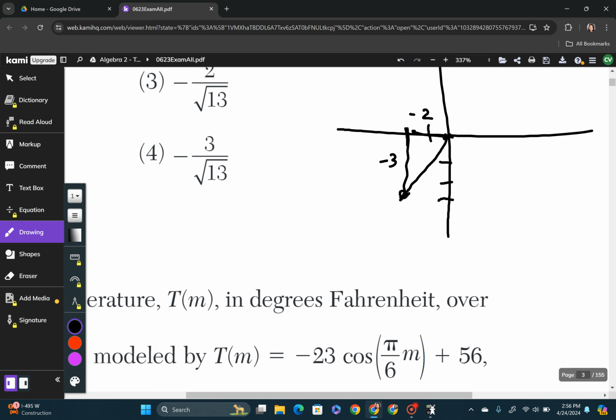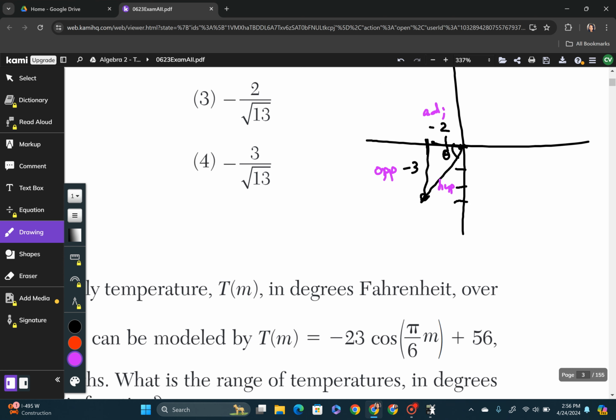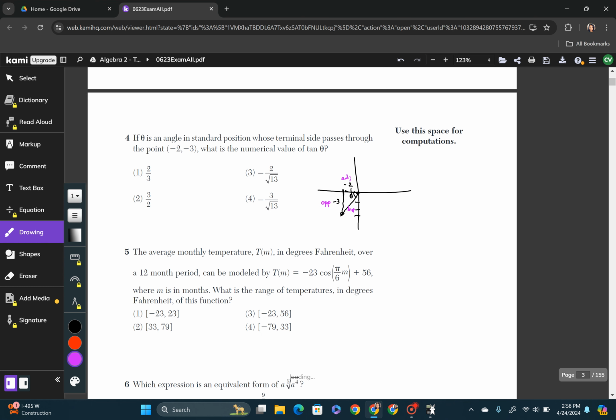Okay, here's our theta. We'll label things just because we have it here. So this is our opposite. This is our adjacent. And the side that's missing is our hypotenuse. All right, so what are they giving us? What are they asking us to find? They're asking for the numerical value of tan of theta.